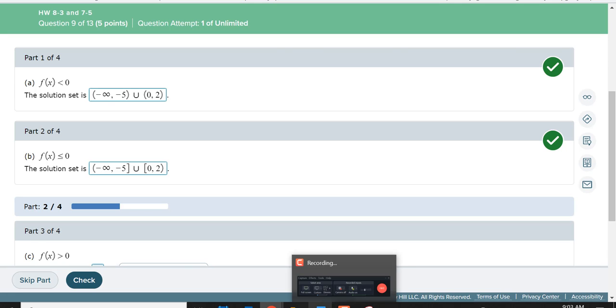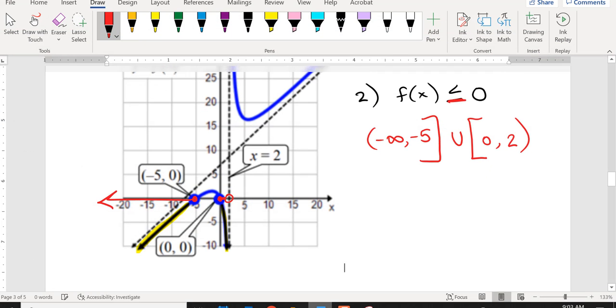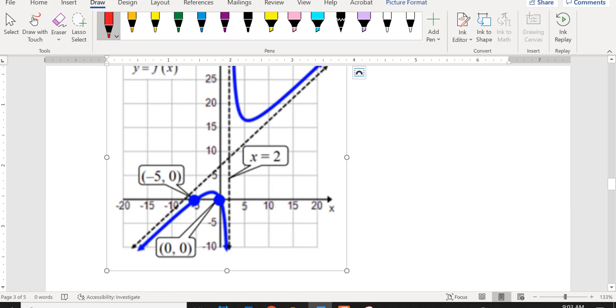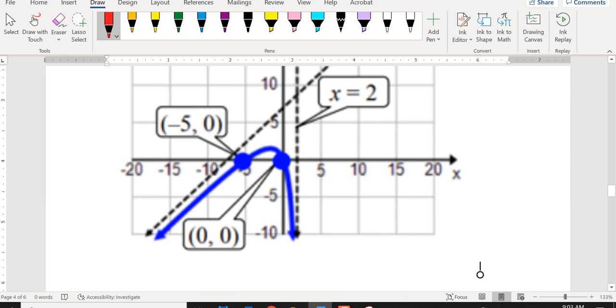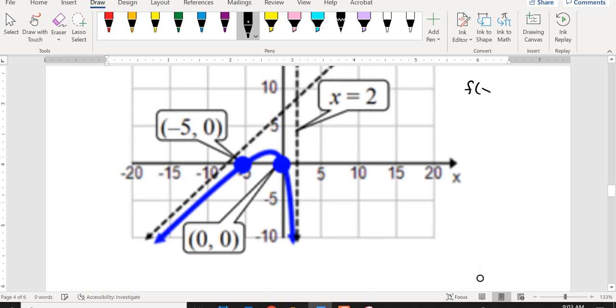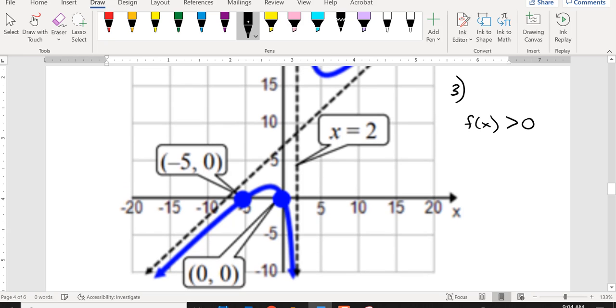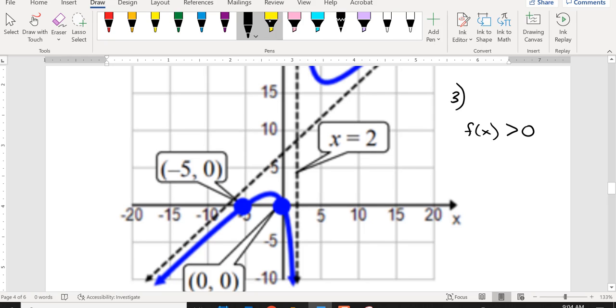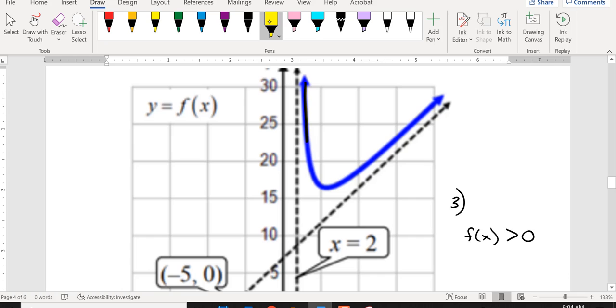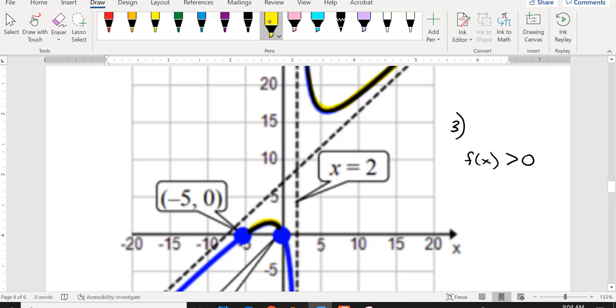Where is it greater than 0? All right, I made it a little bit bigger. So part 3, he wants to know where is it greater than 0? All right, we said that it was less than 0 here, but it looks to be greater than 0 up here. And then it's greater than 0 here as well. All those y values are above the x-axis.